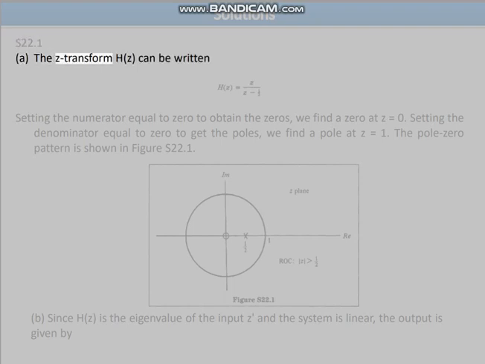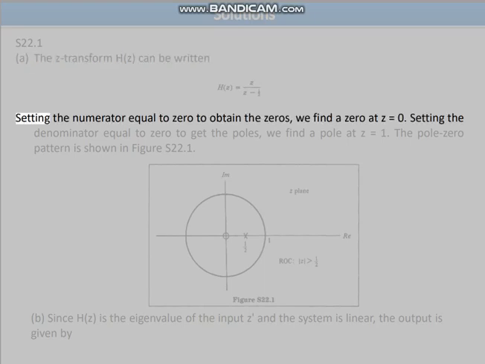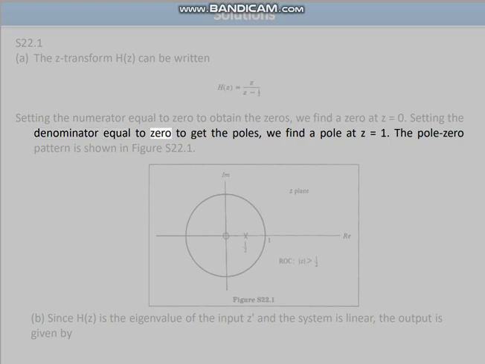S22.1. A. The Z-transform H(z) can be written as follows. Setting the numerator equal to 0 to obtain the zeros, we find a zero at z equals 0. Setting the denominator equal to 0 to get the poles, we find a pole at z equals 1. The pole-zero pattern is shown in figure S22.1.